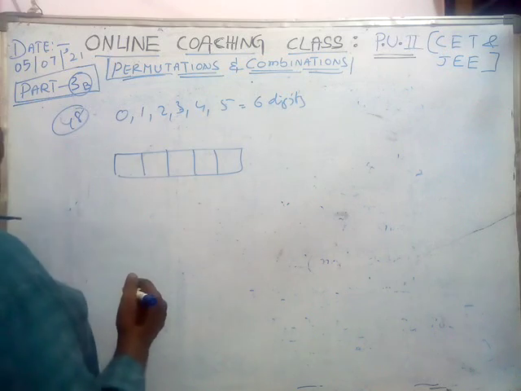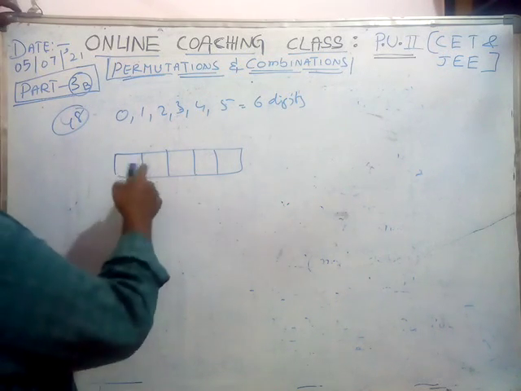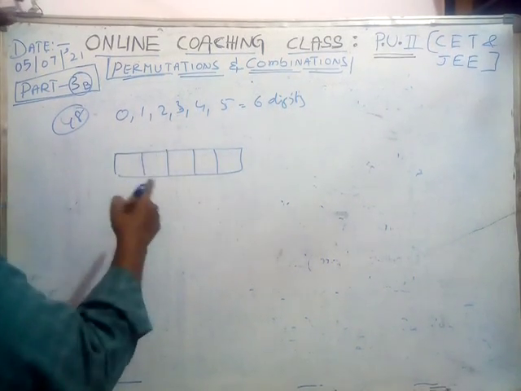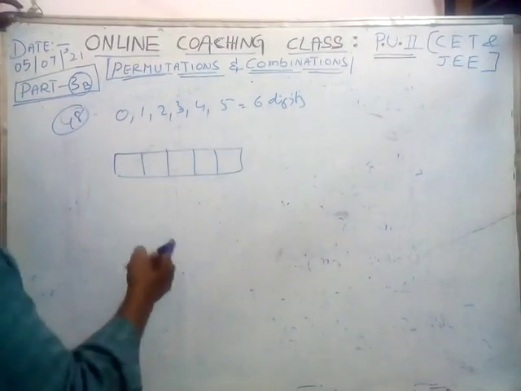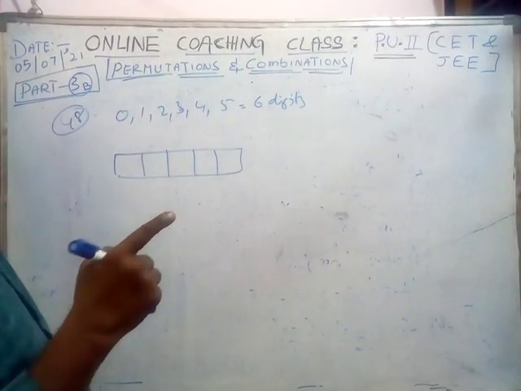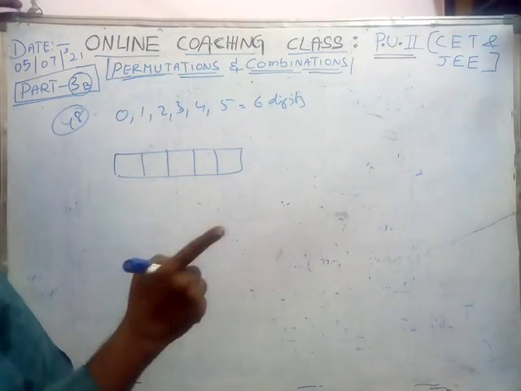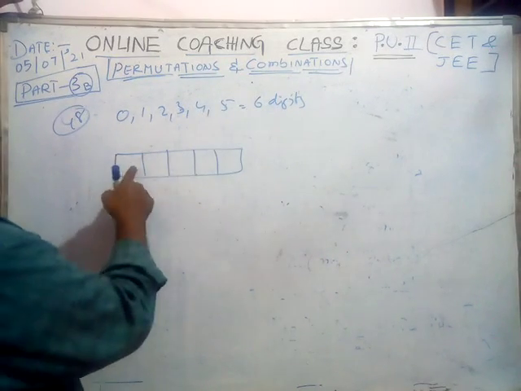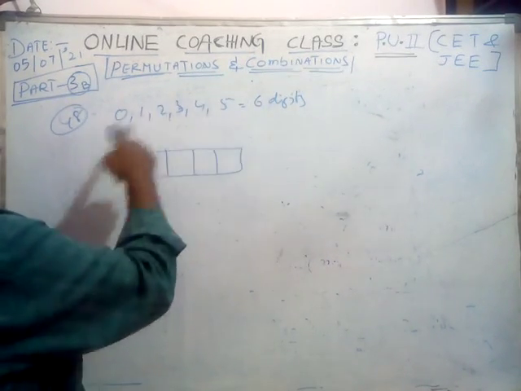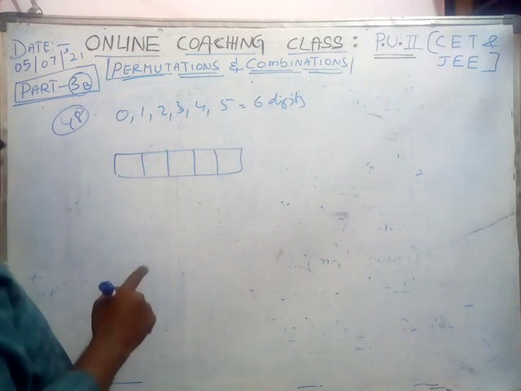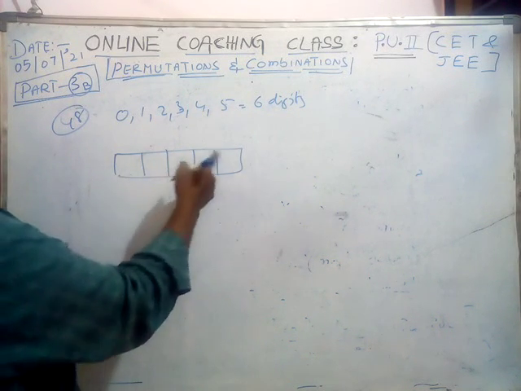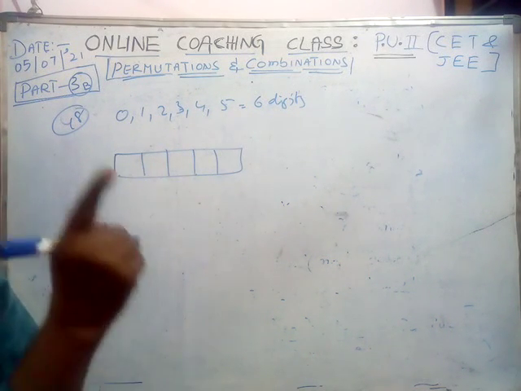Say 3 digits are selected from these 6 digits, 6P3. Okay, now out of 6, 5 are taken, 6P5. But here you see that the number must be divisible by 3.